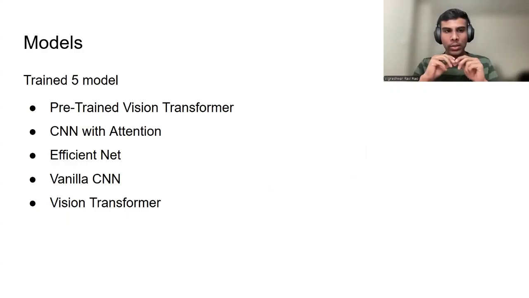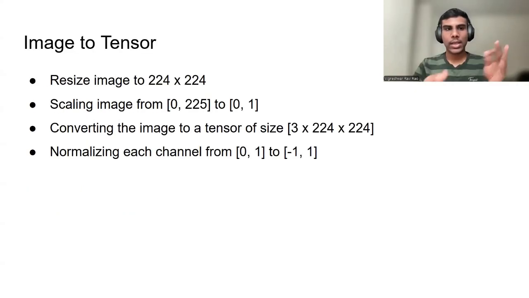With the dataset confirmed, we trained five different deep learning models, which include a vision transformer, convolutional neural networks with attention, the one with EfficientNet, and a vanilla CNN, and we even tried to build a vision transformer from scratch. So let's see the architecture and how the image is being used for the classes.